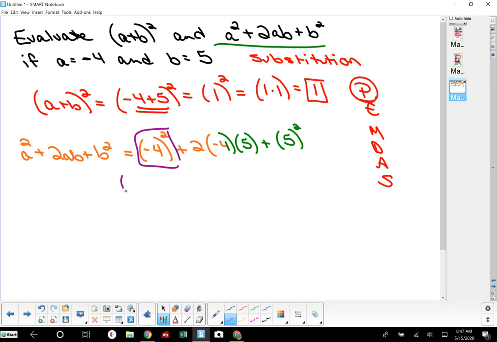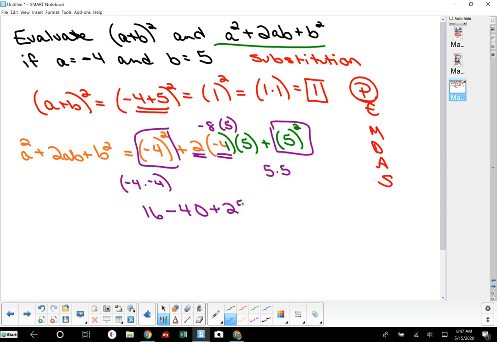which means -4 times -4. Negative times a negative is a positive, so I get a 16. Then I have 2 times -4 is -8 times 5 is -40. And here, 5 squared is 5 times 5, which is 25. Okay, well, 16 and 25 is 41, so I'm going to add these two numbers together. And 41 minus 40 is 1.